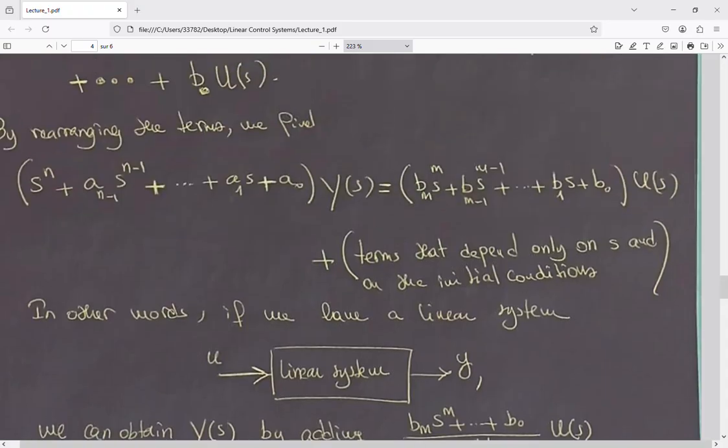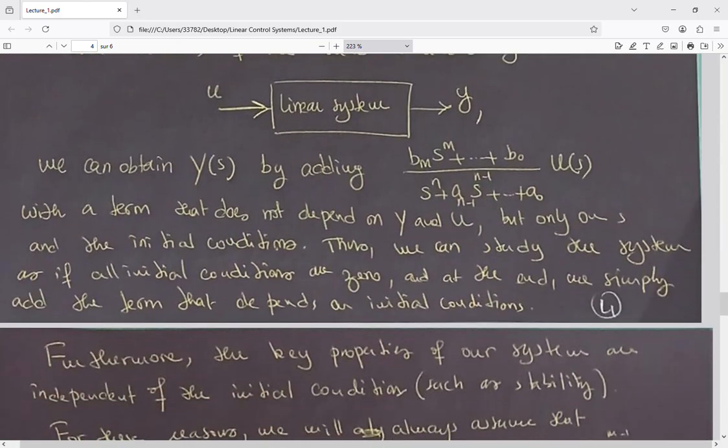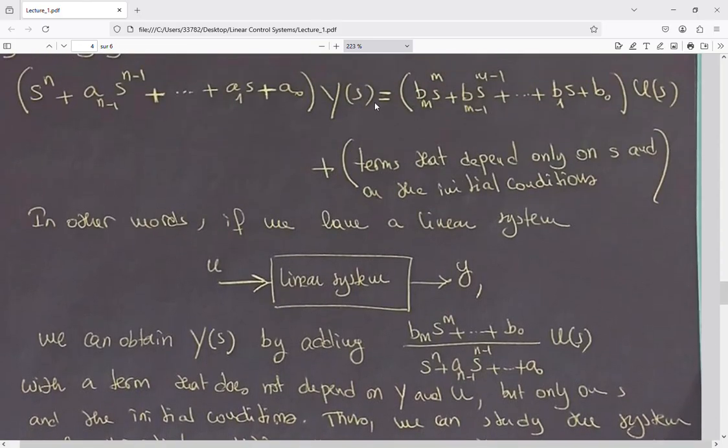So you can study your system as if all the initial conditions are 0. You do all your analysis as if the initial conditions are 0. You get Y equal to the transfer function, so this over this, times U of s. Once you do this, you add the initial conditions, and then you get your exact output signal in the Laplace domain. Laplace domain means Y of s, after you did the Laplace transform.